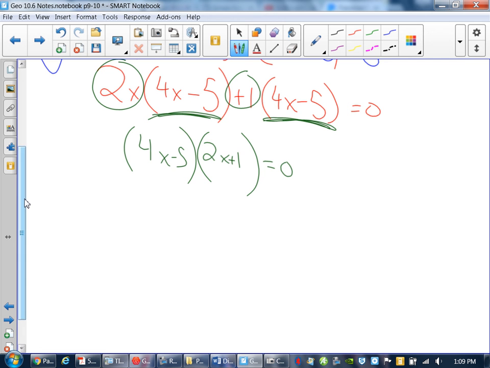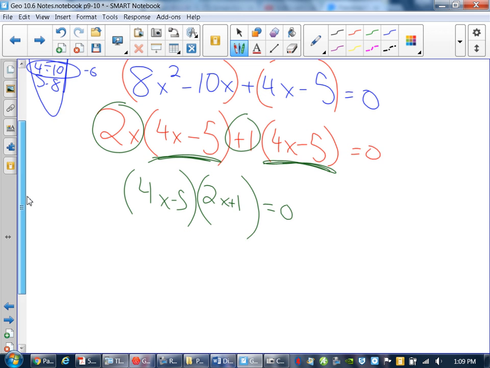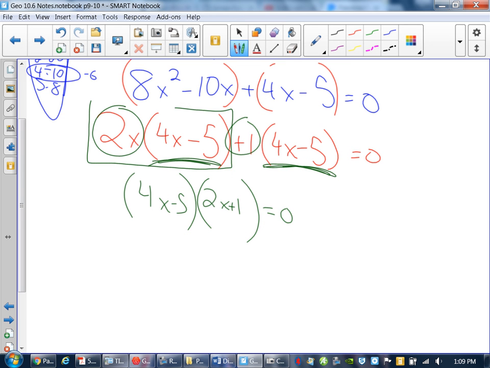Yes, ma'am? Why do we only use one of the 4x minus 5? Aren't these terms? What is 2 times quantity 4x minus 5 and 1 times quantity 4x minus 5 have in common? That's the GCF. And you're left with those two. So you just get the GCF? That thing in parentheses, yeah, that's automatically the GCF. What you're doing is you're technically finding the GCF twice. I just don't ever say that. It's a good question though.